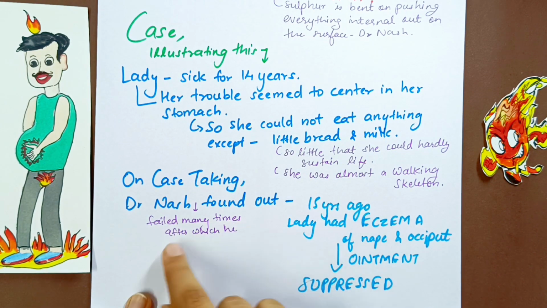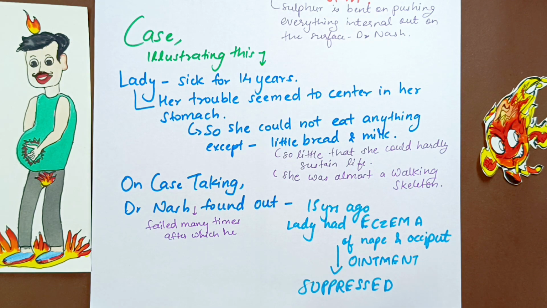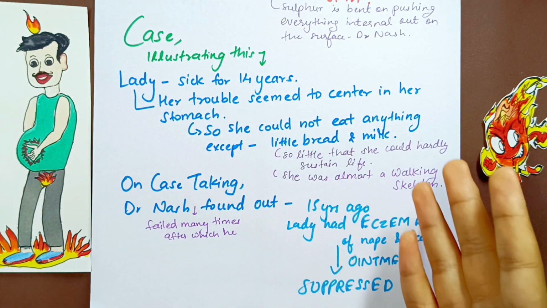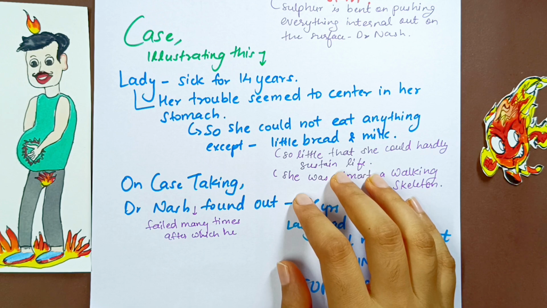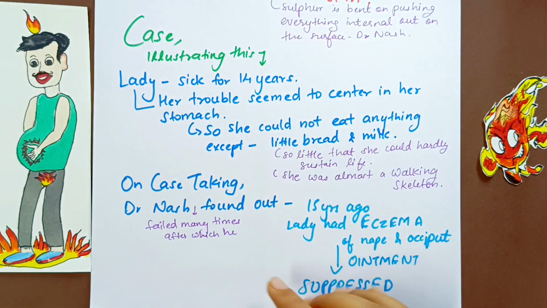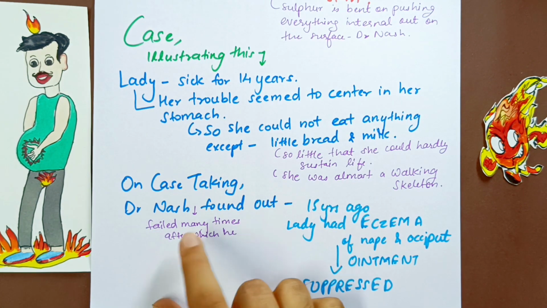He failed many times. So he gave the remedy which was indicated, but the patient was not getting better. Then he thought that maybe he gave the wrong remedy. So he again gave some other remedy, or some other symptom came up and he gave some other remedy, which was seemingly indicated, but that did not help. In this way, he had failed many times.